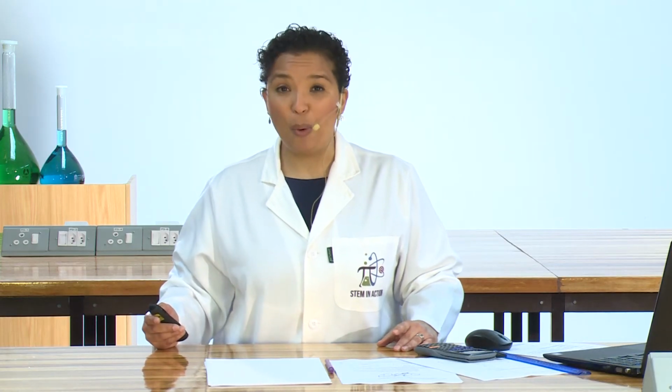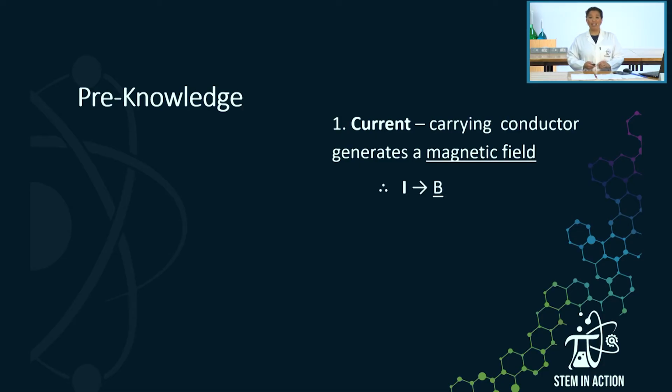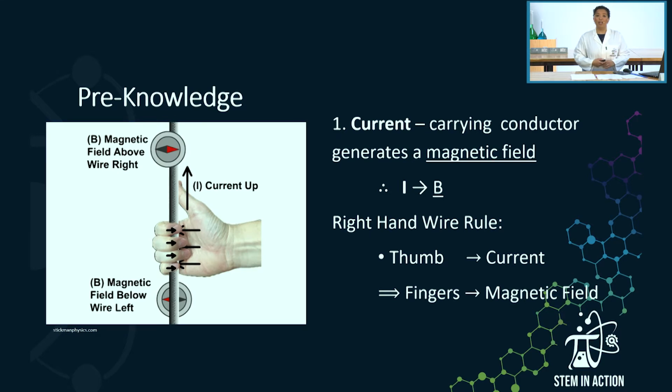But of course, let's consider the pre-knowledge required to understand electrical machines. So in grade 11, we looked at a current carrying conductor, and we learned that a current carrying conductor generates a magnetic field. So if we have I, current, we have a magnetic field around that wire. We use the right-hand wire rule to determine the direction of that magnetic field.